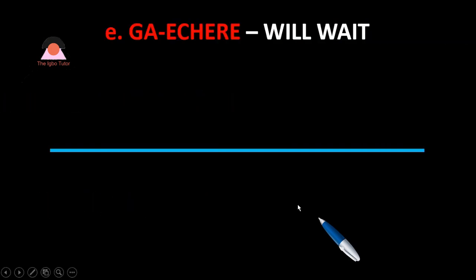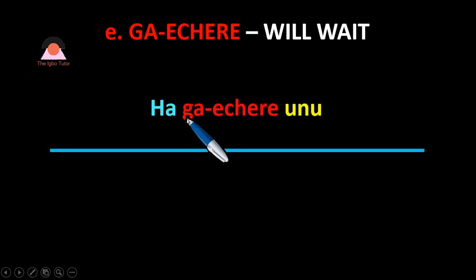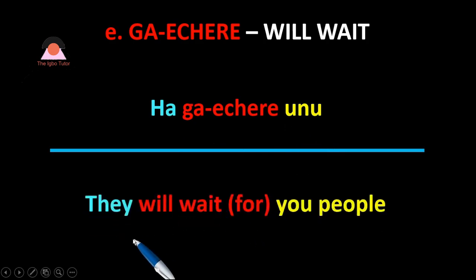Let's move on to the next one, which is ga-echere. Future, will wait. Sentence example: Ha ga-echere unu. What does this mean? It means they will wait for you people.